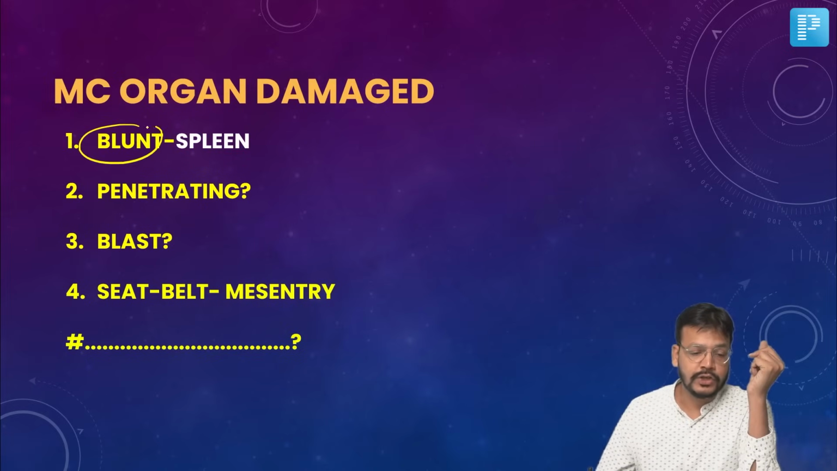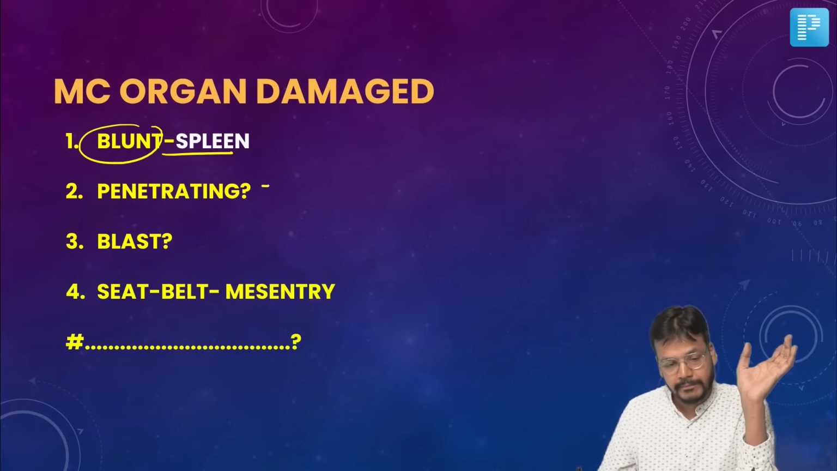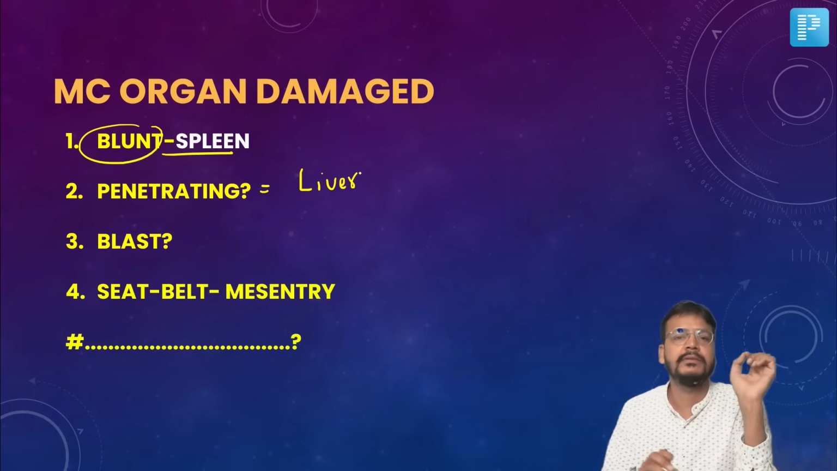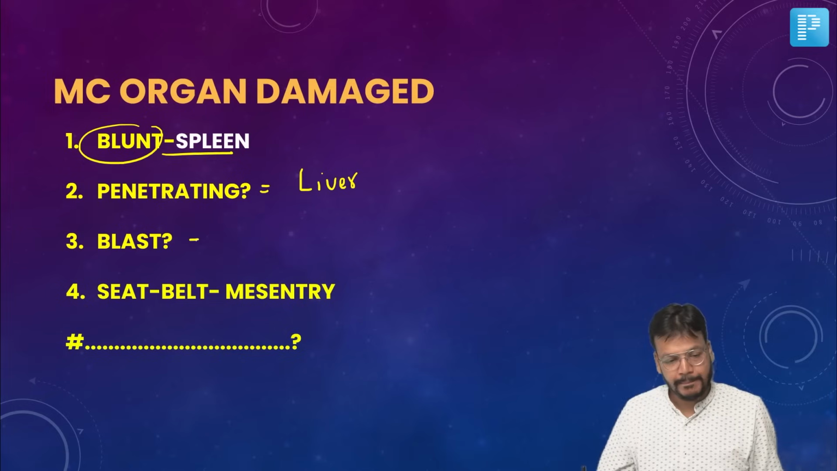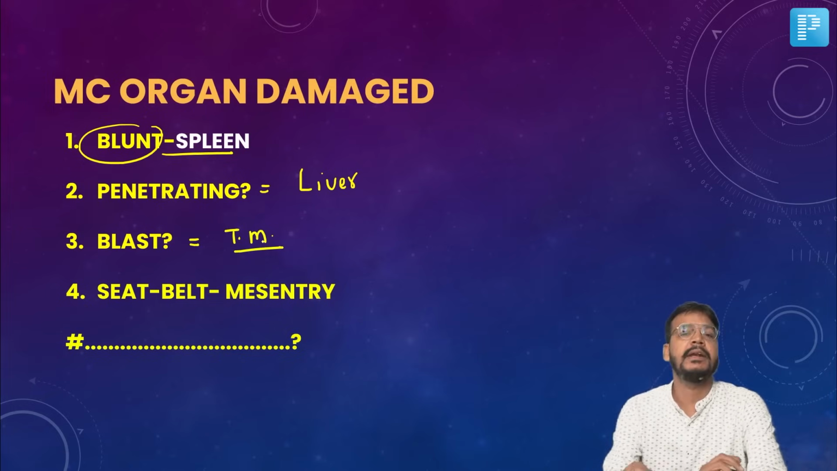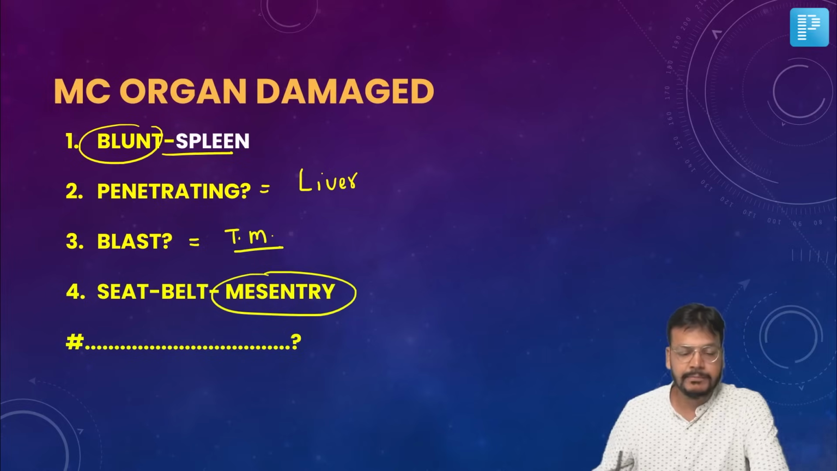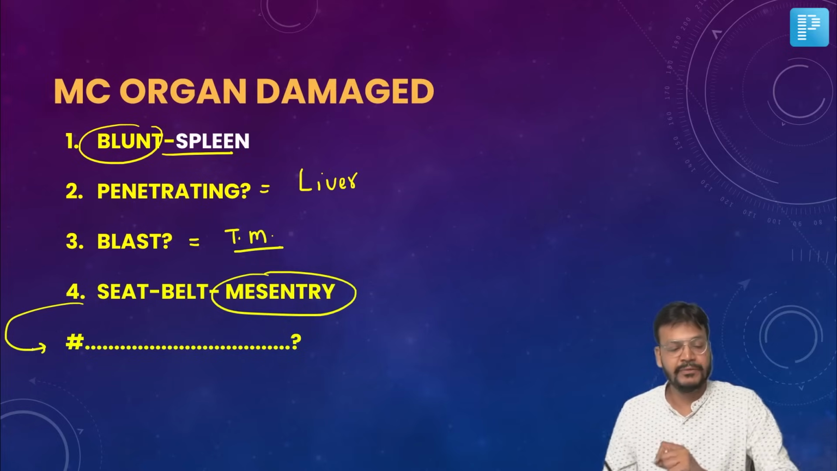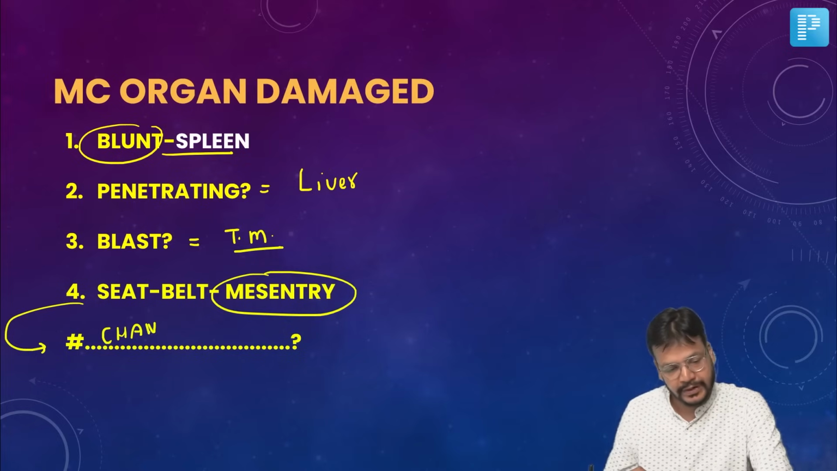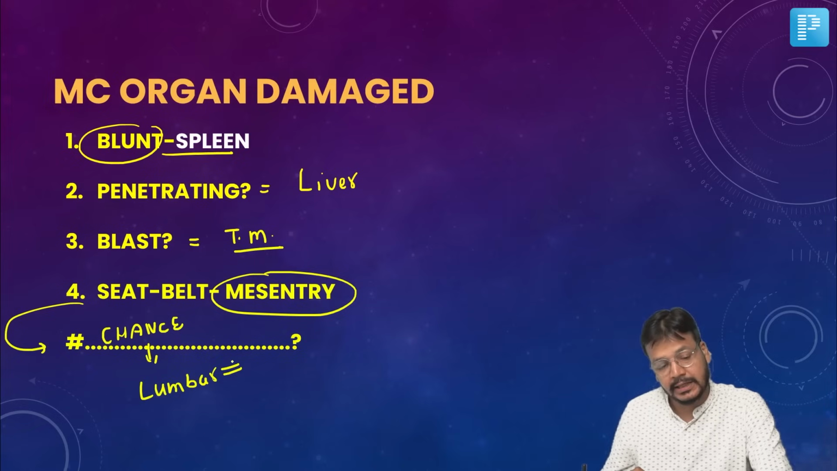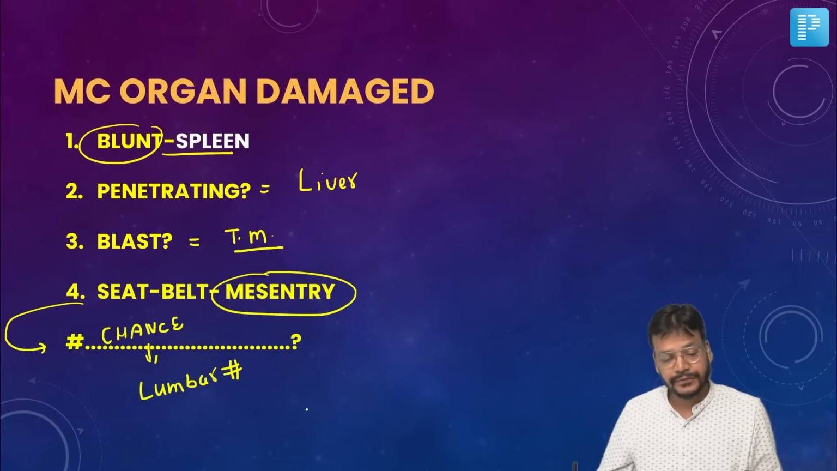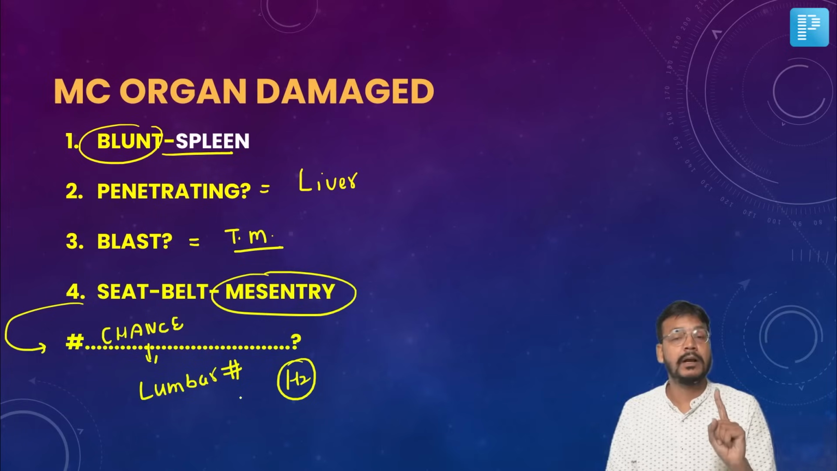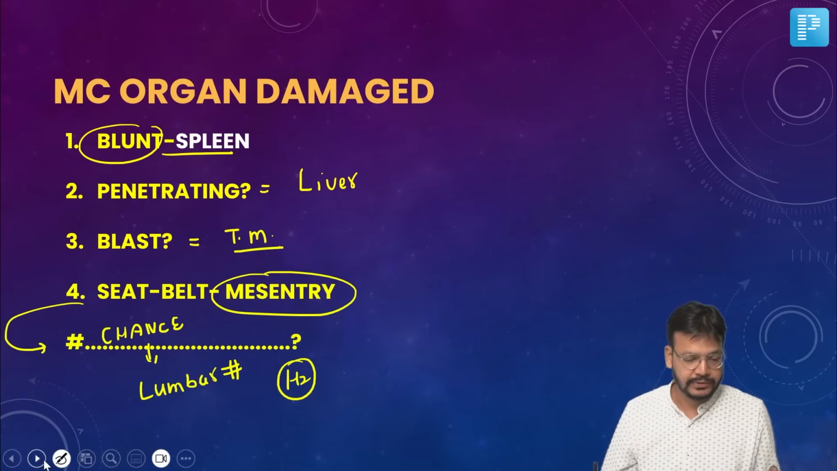The most common organ damaged by blunt trauma is the spleen. By penetrating trauma, it is the liver. By blast injury, the most common is the tympanic membrane. TM is tympanic membrane. By seat belt, the most common is the mesentery. And Doctor, one question: by seat belt, we have a fracture known as chance fracture. Chance fracture is a fracture of the lumbar vertebra. People make the mistake; it's a horizontal fracture. Chance fracture is a fracture of the lumbar vertebra caused by seat belt.